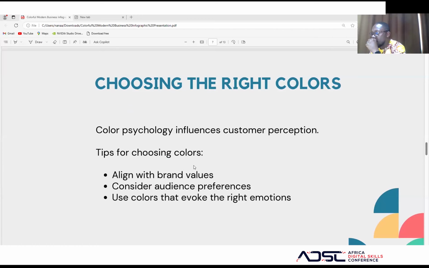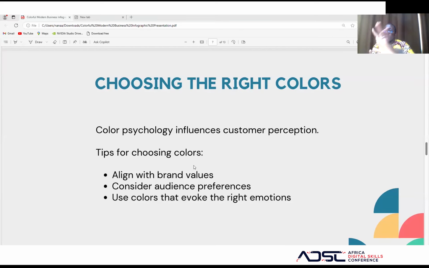Okay, so now here comes another thing about branding. For your brand to be beautiful, unique, and outstanding, colors are one of the key elements that you need to consider.